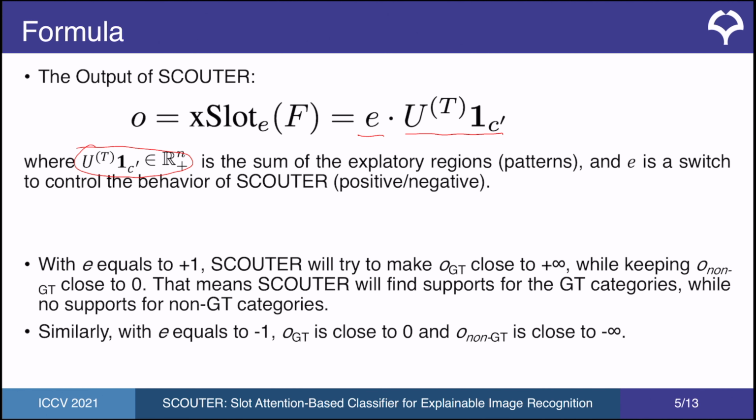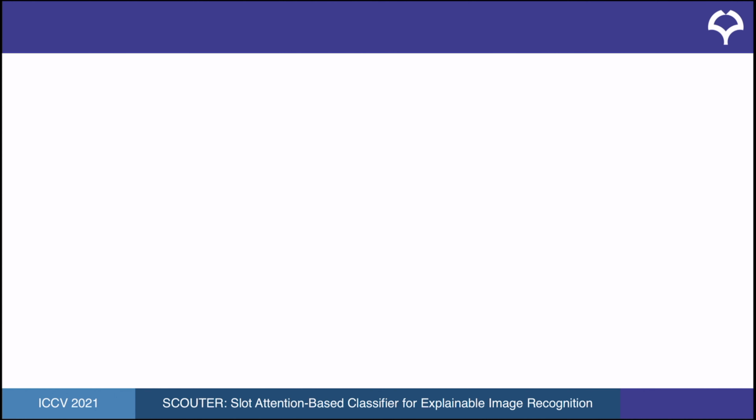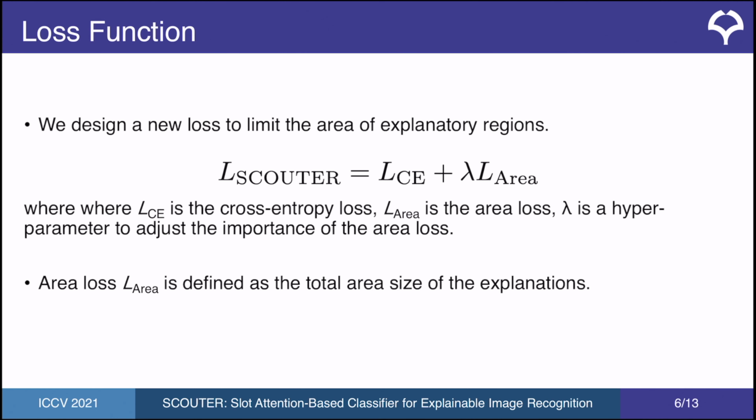On the contrary, when E equals negative 1, SLOTR will find no patterns for the ground truth category, while finding as many negative patterns as possible for the non-ground truth categories. The SLOTR loss includes the cross entropy loss and the newly designed area loss, which is the total area size of the explanations. The area loss is used to limit the area size of the explanatory regions, and parameter lambda is used to adjust the importance of the area loss.